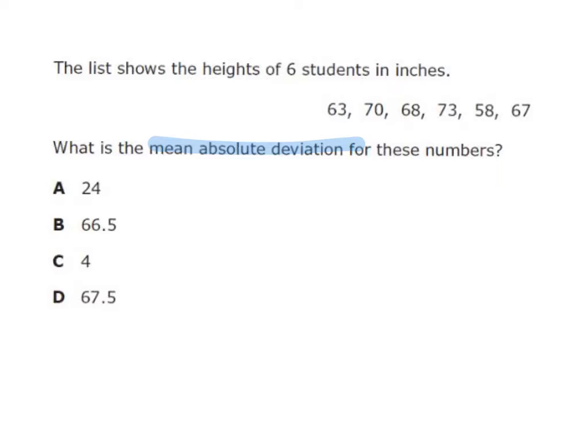You're going to find the mean. You're going to find the difference between the mean and each of the data pieces. That's the deviation part, so it means how much do they differ. And then you're going to find the mean again, and it's absolute because we're looking at the absolute value, just the distance. Okay, so first step, find the mean. To find the mean, we find the average.